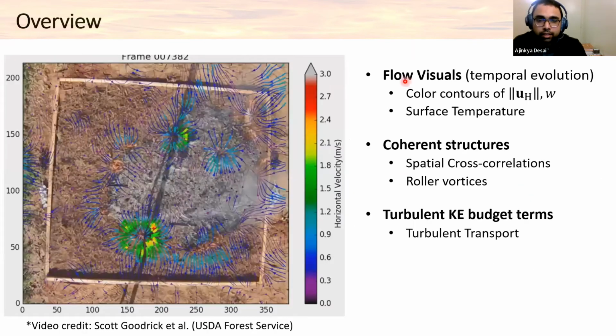I'll be introducing the data to you via flow visuals. So we'll be looking at some color contours. Then we look at some coherent structures that characterize a turbulent flow. And then I'll wrap it up by looking at only the important terms of the turbulent kinetic energy budget equation.